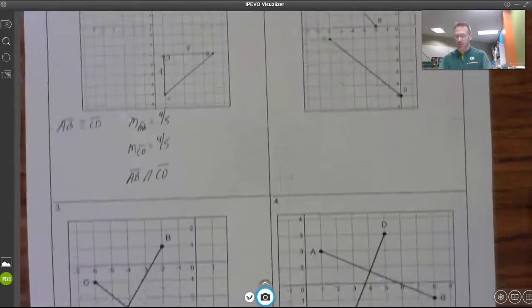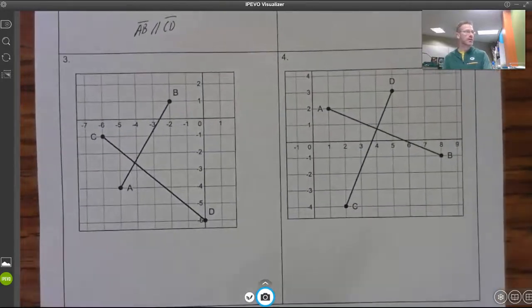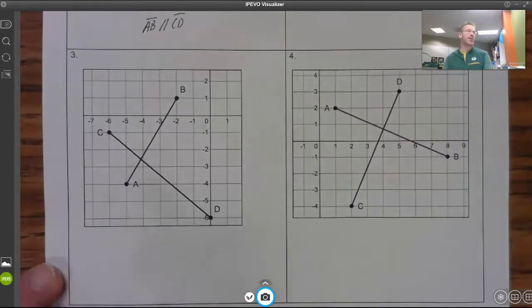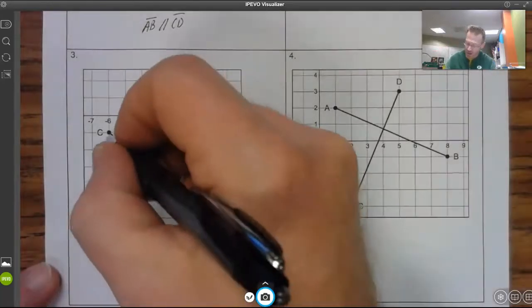So let's go through one more together here. Let's look at number 3. Right now, we definitely know they're not parallel, right? They intersect. So parallel is off the board. So we want to find the length, see if they're congruent, and then look at the slopes and determine if they are perpendicular or not. Okay, so I'm going to draw in my right triangles here.